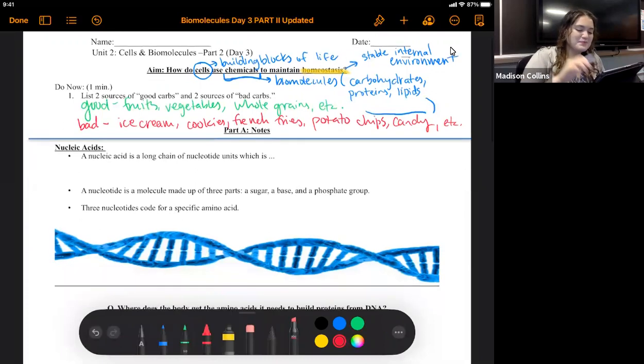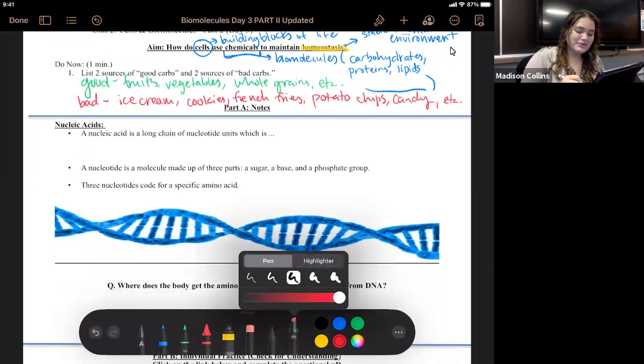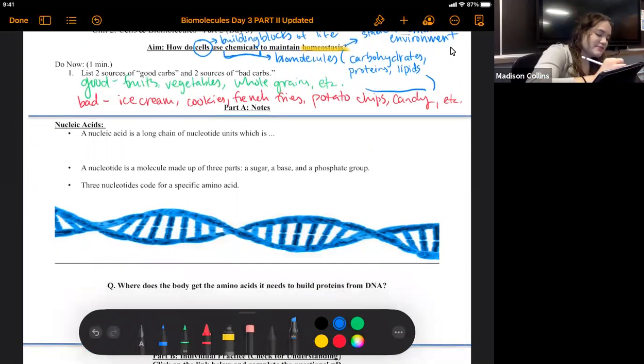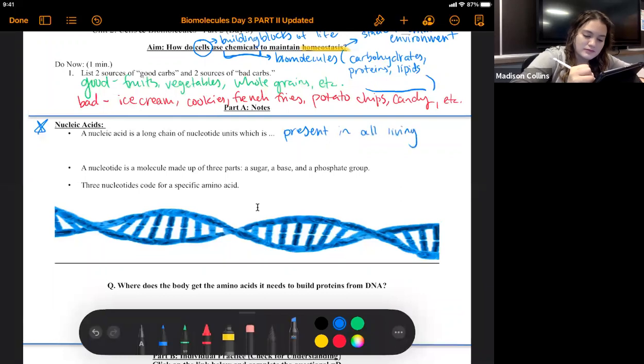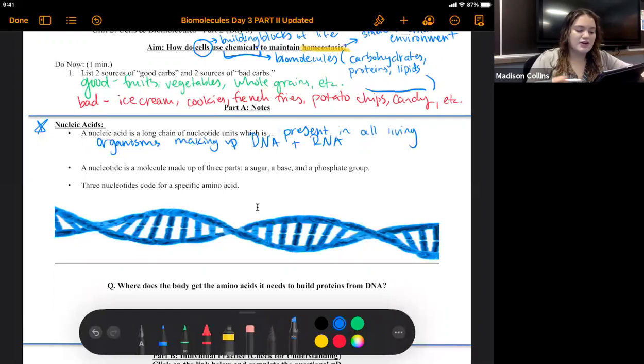Next up, let's dive into these notes. I told you that we were going to be learning about one new type of biomolecule today, and that is something called a nucleic acid. So what is a nucleic acid? A nucleic acid is a long chain of nucleotide units, which is present in all living organisms, making up DNA and RNA.